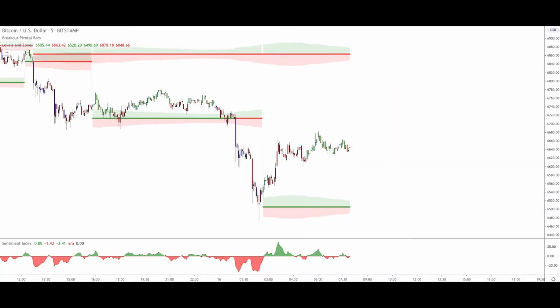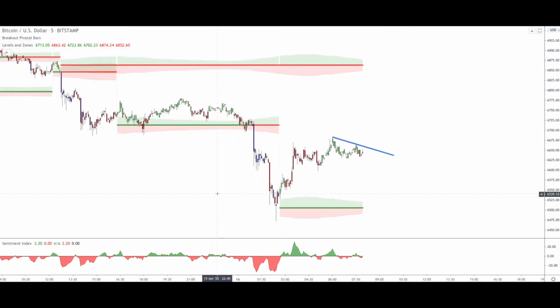So today we are on Bitcoin on the 5 minutes time frame. So it's a really small time frame, and we are using three indicators: the breakout pivotal bars, the levels and zones, and the sentiment index. A new opportunity might form right here, so I'll draw it for you, and then I'll explain how I'm going to use the indicators to confirm whether we have the opportunity or not.